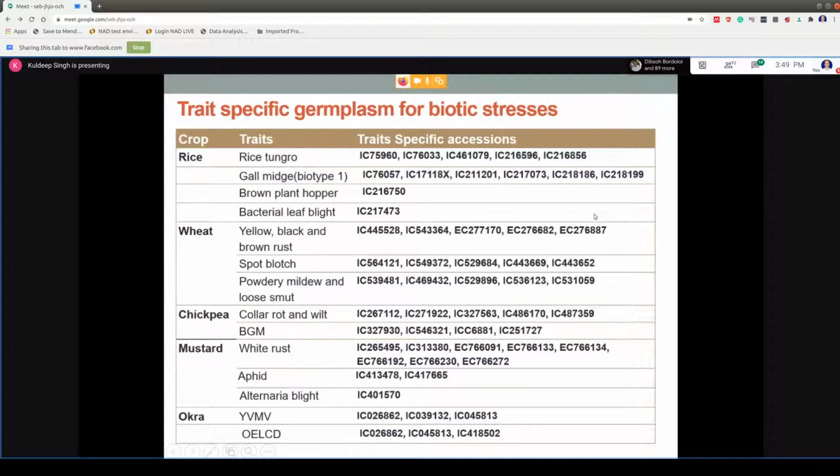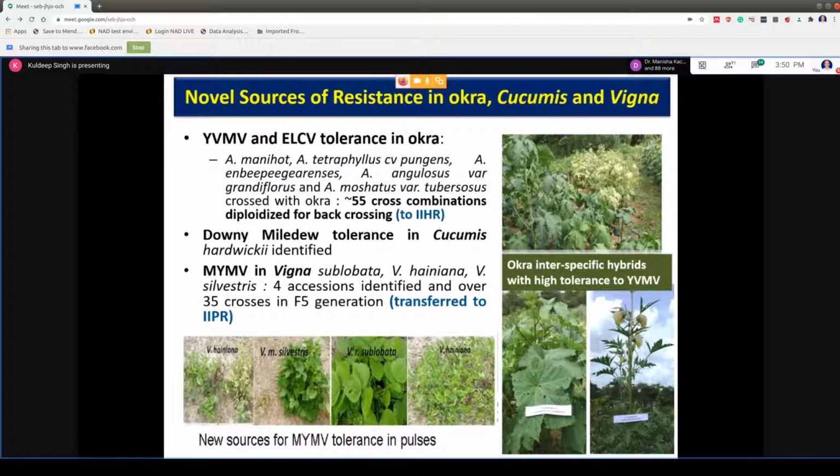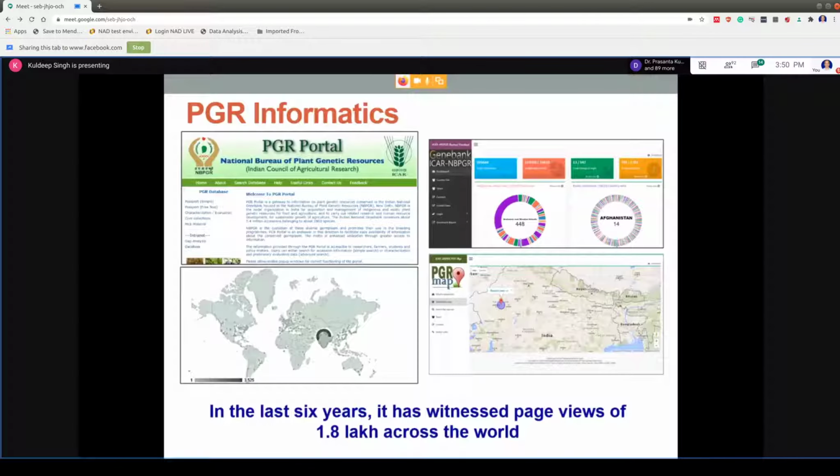If someone is interested in getting germplasm which is resistant to rice tungro, you can straightaway give a request to NBPGR, not asking "give us the rice tungro resistant lines," but just quote the IC numbers and you will get the exact lines for you. Likewise, we have this data for almost all the crops. We have the data available for the wild species as well. And this whole data you can see at the PGR portal. I will advise the students to visit the PGR portal and see how this whole information is available to you for use and viewing.